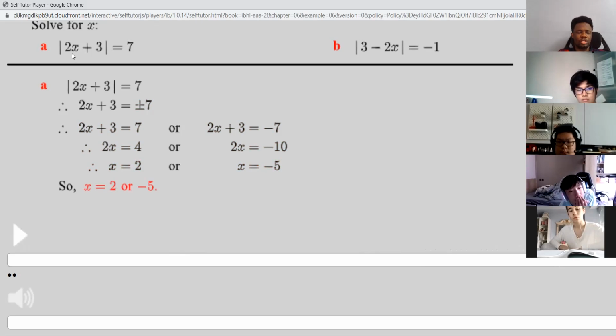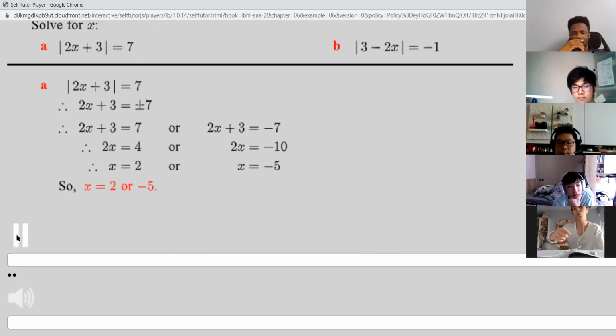Let's check that. When x is 2, this is 4 plus 3. Absolute value of 7 is 7. When x is minus 5, negative 10 plus 3 is negative 7. Absolute value of that is 7. So you should be able to substitute back to check if the solution you have obtained satisfies the equation. Let's look at the second part.